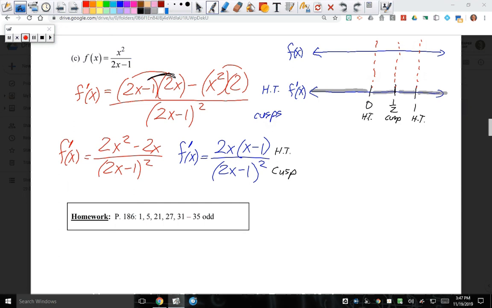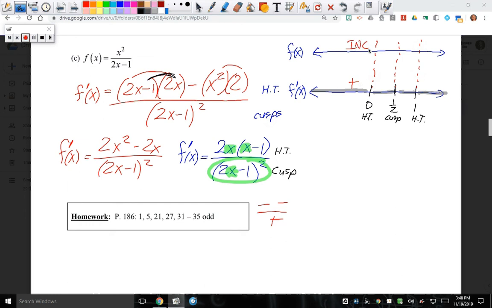So if I plug in a negative 1, I would plug in a negative 1 here, here, and on the bottom. And actually, I wouldn't even plug anything on the bottom, because the bottom is always going to be what? Positive. So if I plugged in a negative 1, I would get a negative over a positive. Positive, increasing.